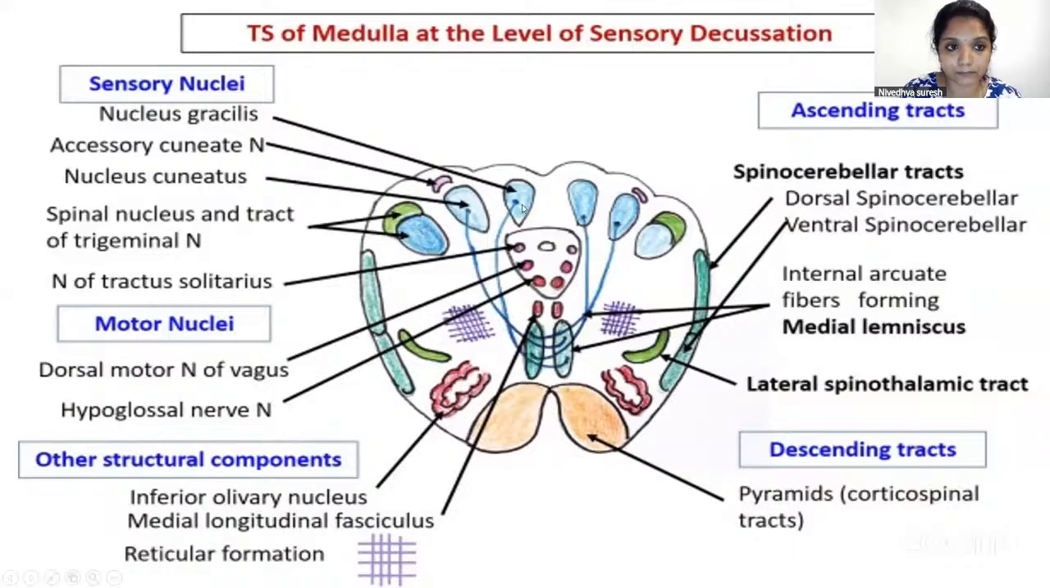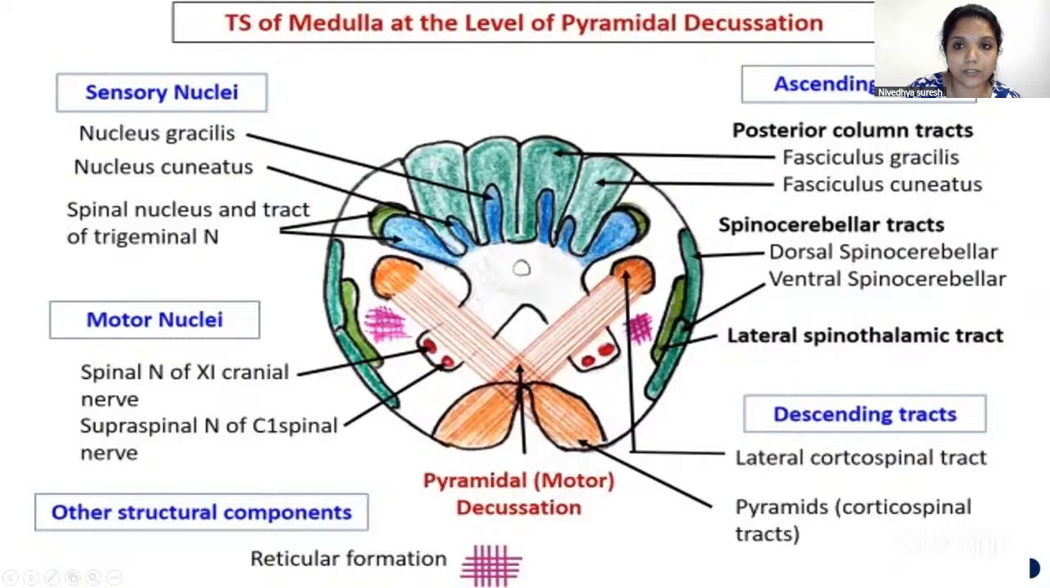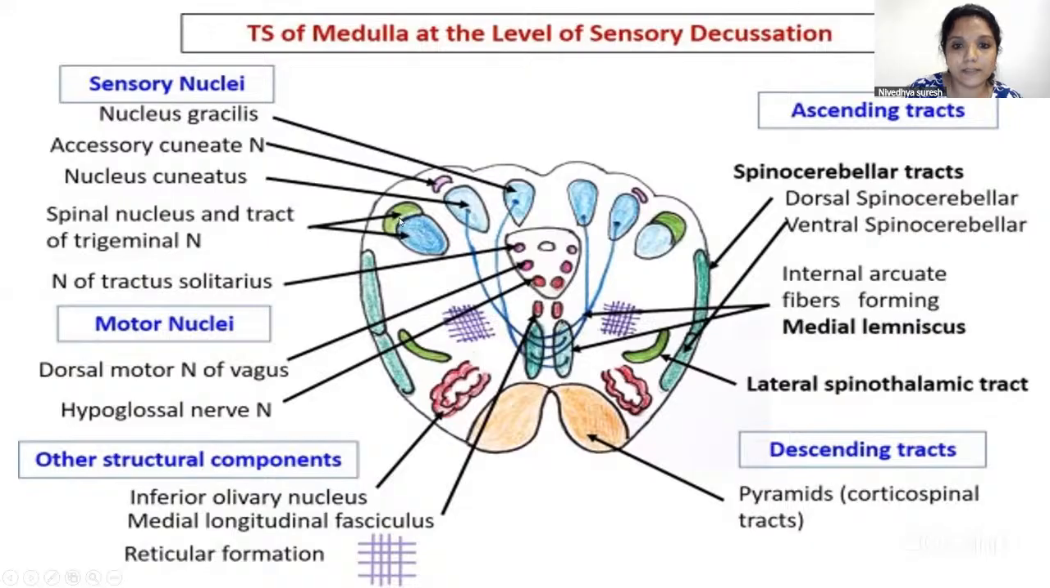This is the nucleus gracilis. This is the nucleus cuneatus. And this is the spinal nucleus, and above this the capping remains the same, that is the tract of the trigeminal nucleus. Just as at the lower level, we saw the nucleus gracilis, cuneatus, spinal nucleus, and above it the capping, the tract of the trigeminal nucleus, the same we can see here.